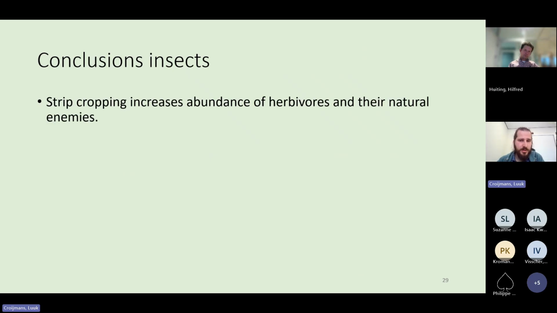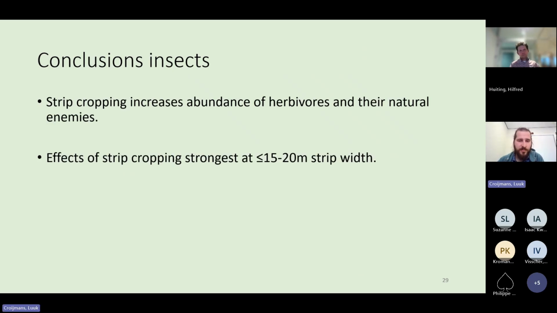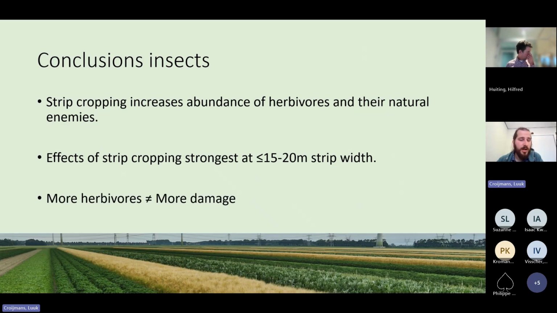So in conclusion, as I said before, strip cropping does seem to be increasing the abundance of herbivores, but also the natural enemies, and the effect on natural enemies is even a bit stronger than on herbivores. The effects are the strongest when we have relatively narrow strip widths. And I want to end with that more herbivores is not necessarily more damage in the crop, also because of these natural enemies that are there.